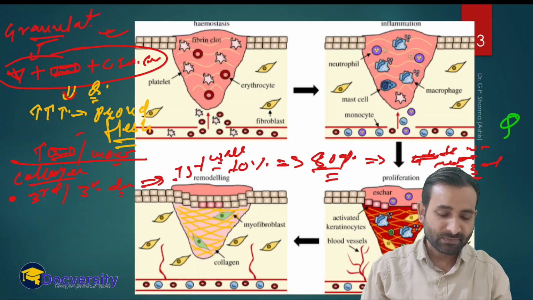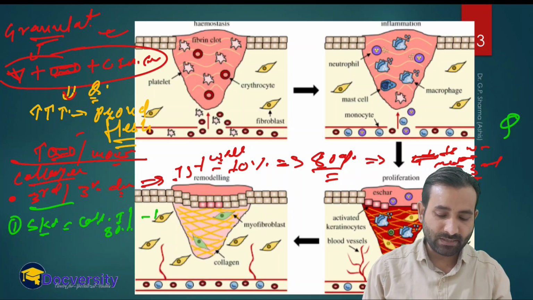So it's similar. About this collagen, I want to tell you something off the track, which can be asked in the exam. In the skin, we have the maximum collagen type 1, that is about 80%, okay?